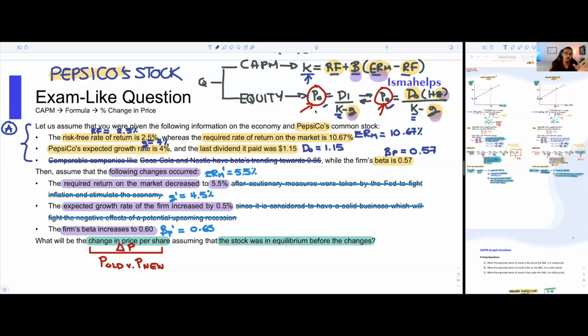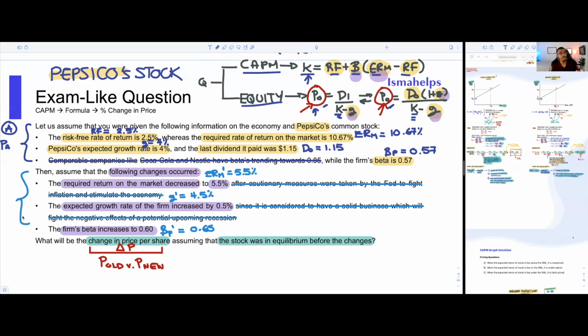So we could have gotten those things if we wanted to. And we're gonna do exactly that. We're gonna find all of the different outputs for our CAPM formula and our equity valuation formula for part A, all right? Because that's gonna give us the price for A. And then we could also do that for the second part, right? Which is when changes have occurred in the economy.